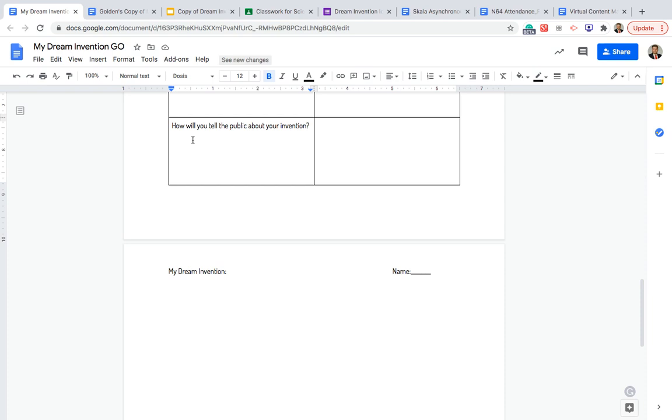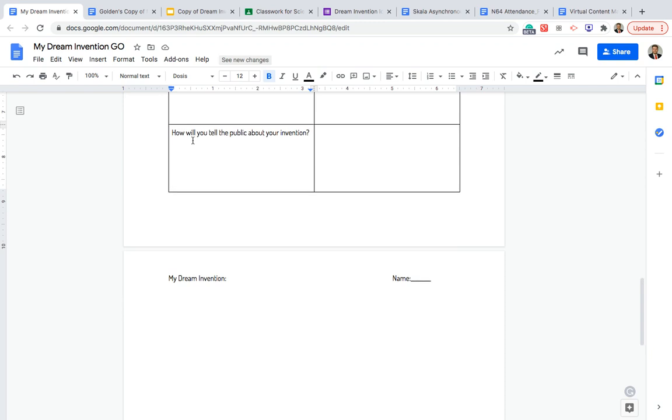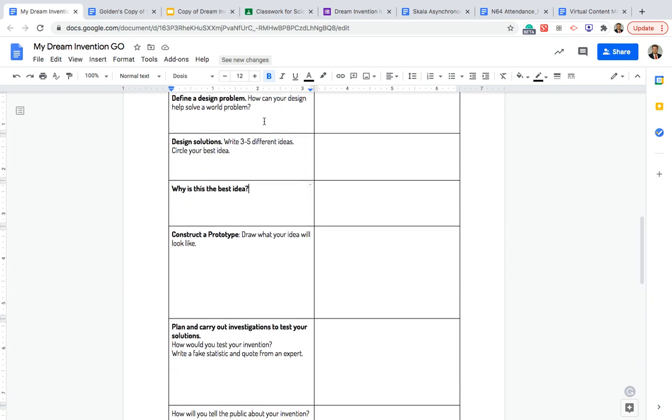You could also create a video commercial. Your computers have a camera on them, so you could record yourself at home. You could even have family members help you out, siblings help you out. It is a great opportunity to be creative in your advertisement. So you're going to create a poster and you're going to create an advertisement. We're going to make those two separate things. So that is your homework.